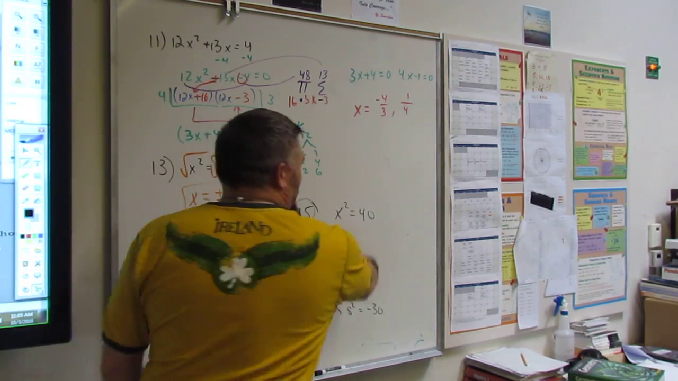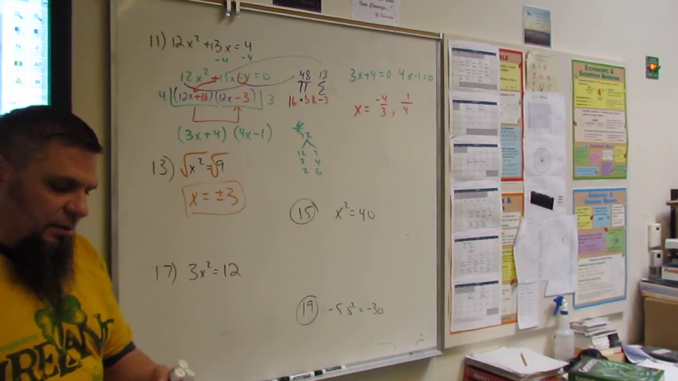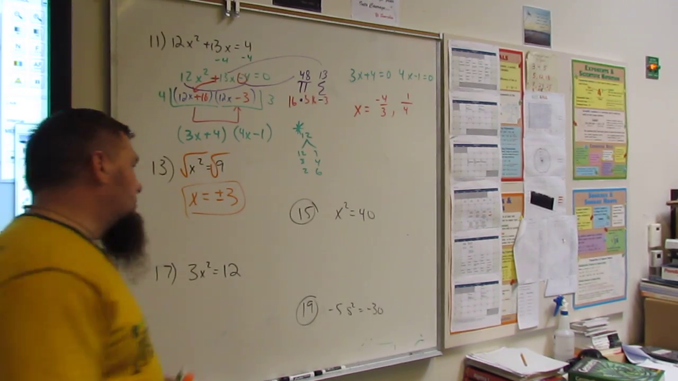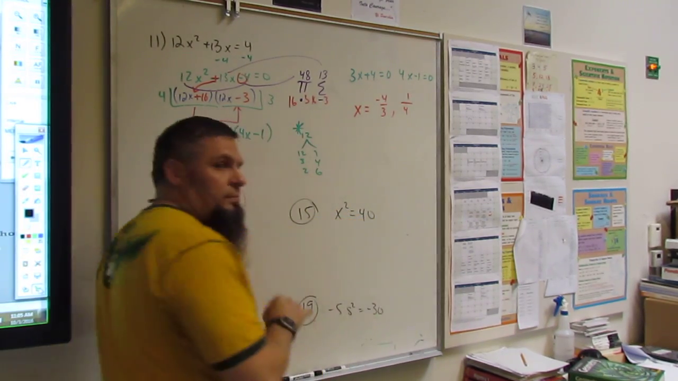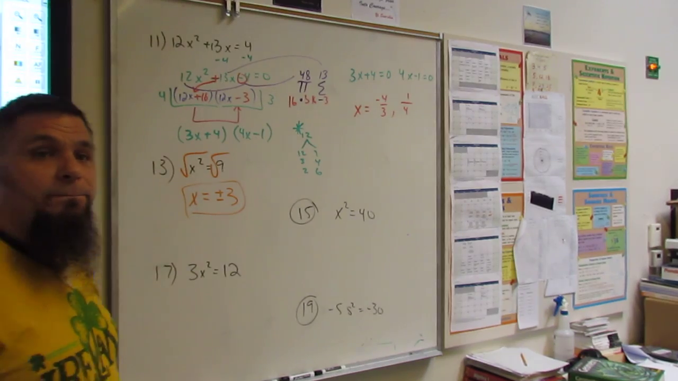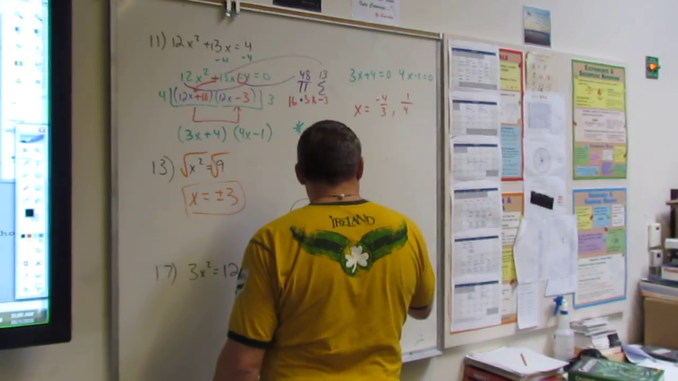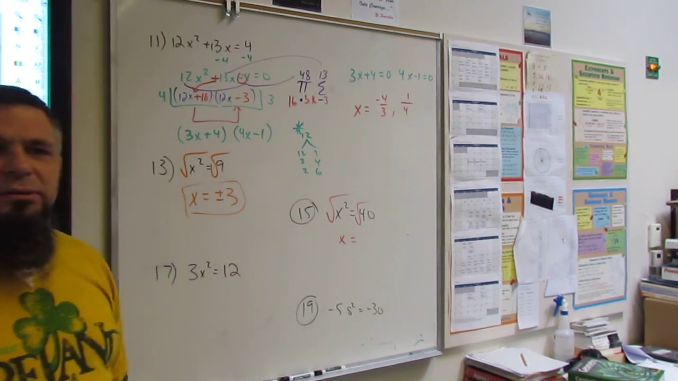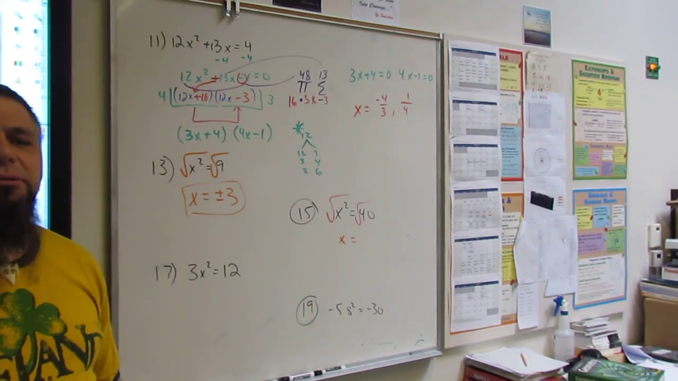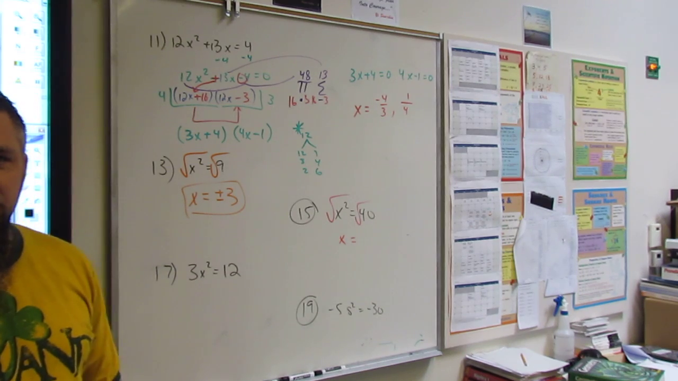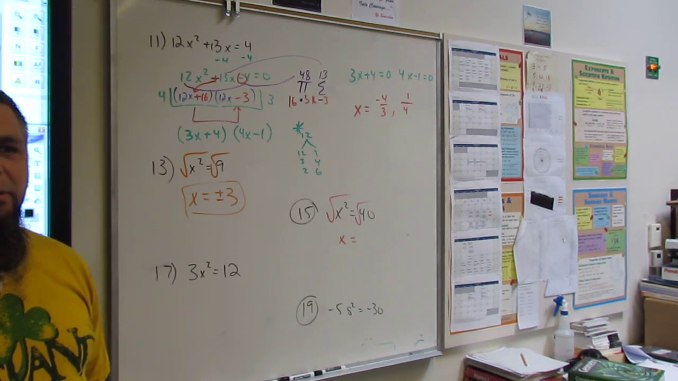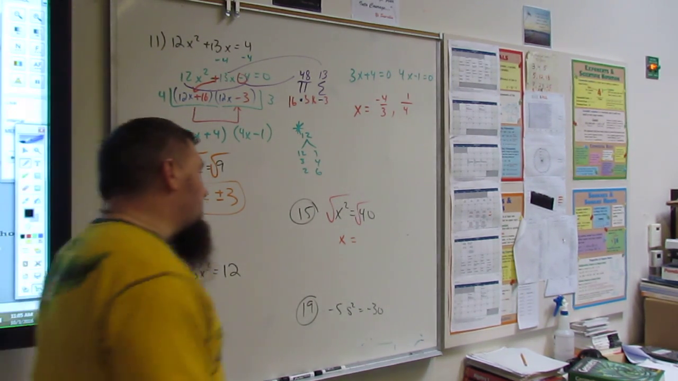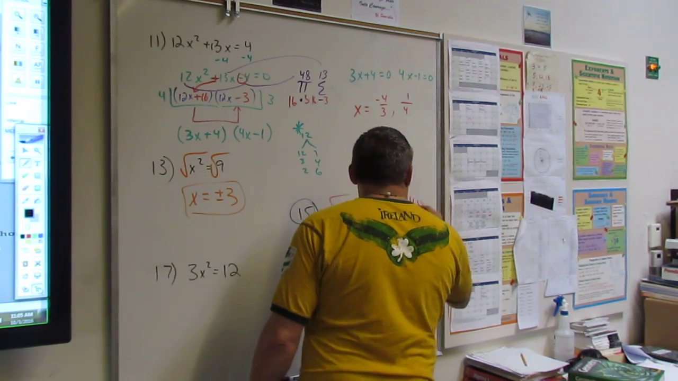So what about 15? How do I do that? Dante, how do I do 15? You take the square root of both sides. Perfect. Thank you, Wyatt. Then what do I get? X equals what? You gotta find the square root that goes into that. That's right. I gotta take that 40 and break it down.